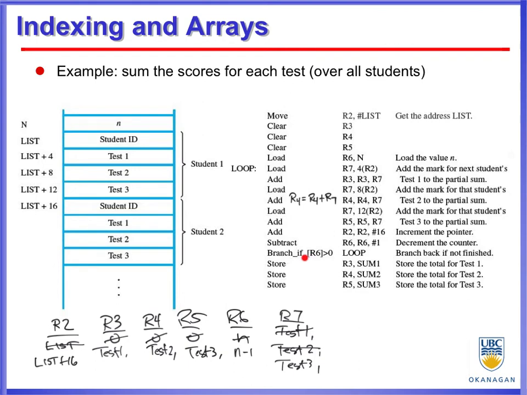Now we've got a branch instruction. Branch if the contents of R6 is greater than 0. Yes, this is presumably, you know, if n was 10, well, this is now 9. That's greater than 0. This is true. So we're going to branch to the label loop, which is up here.